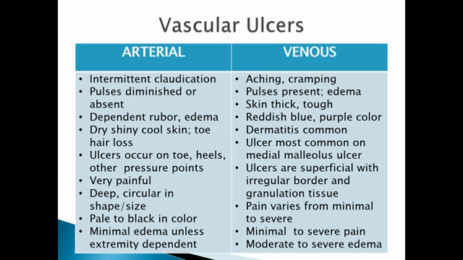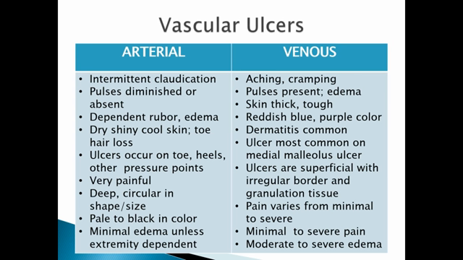So some things to look at are the differences. From arterial, you have that intermittent claudication, so you'll have pain with activity that'll go away with rest. The pulses will be diminished or absent. You'll typically have dependent rubor and edema. So if their legs are hanging down, they'll be a red rubor type color and they'll be swollen. But once you elevate them to heart level, that rubor will go away and that edema will lessen. They will have dry, shiny, cool skin. Often they won't have any hair on their toes, particularly our men.